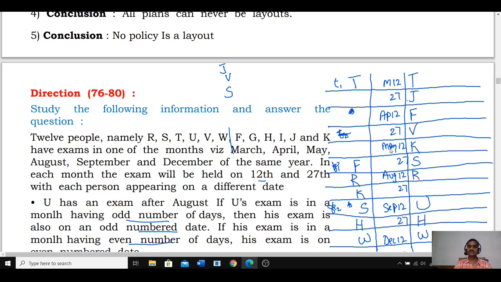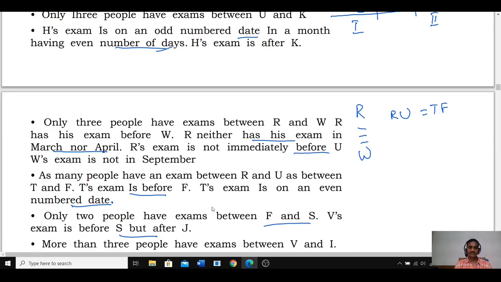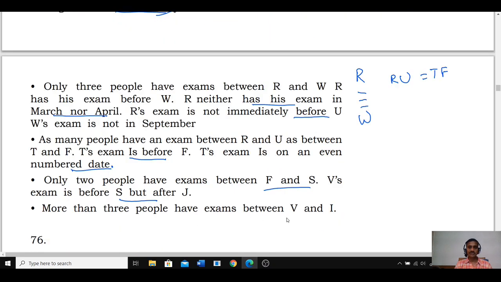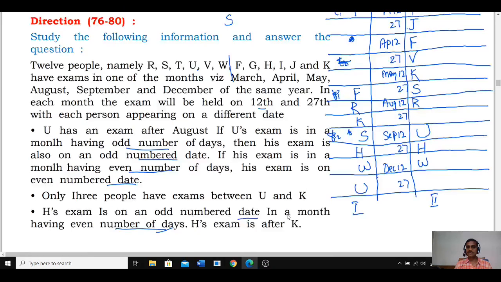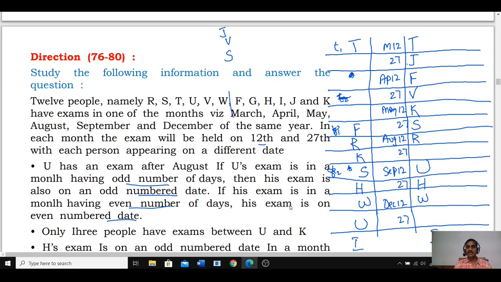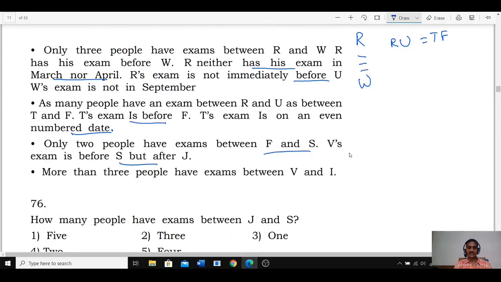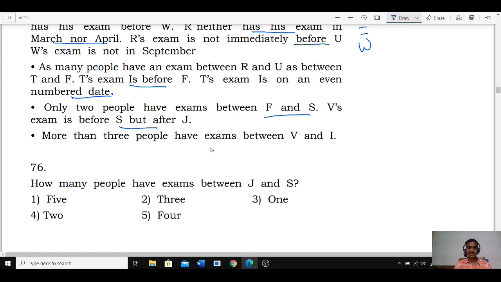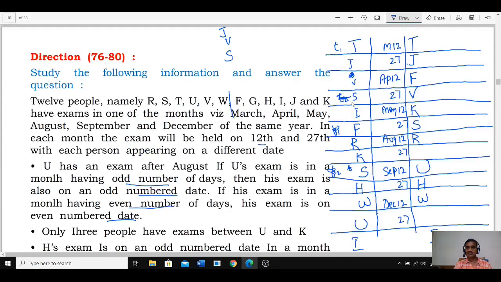J, V and S. And next one, more than 3 people between V and I. V ki I ki majlo more than 3 people రావాలి. ఇక్కడ మనకు అన్ని ఫిల్ అయిపోయి. కనుక ఇక్కడ JVS ఇలాగైనా ఉండొచ్చు, ఇలాగైనా ఉండొచ్చు. If JVS is here, then I will be here. Then if I is here, then more than 3 people between V and I. V ki I ki majlo more than people వచ్చే ఛాన్సే లేదు. And first case is completely ruled out.